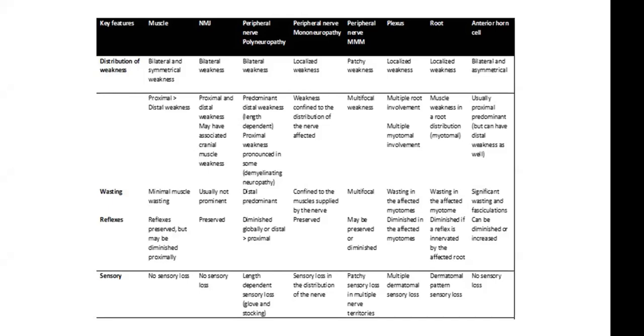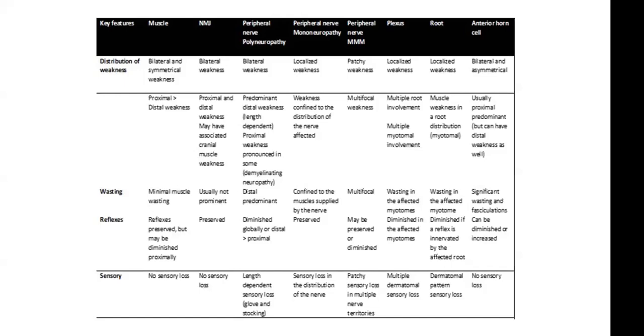Mononeuropathy will always have a neural distribution of motor and sensory involvement. For example, if the ulnar nerve is affected, the sensory loss will be in the ulnar nerve distribution only. And the weakness will be predominantly in the small muscles of the hands supplied by the ulnar nerve. So that is called a neural distribution. You cannot step outside the nerve.